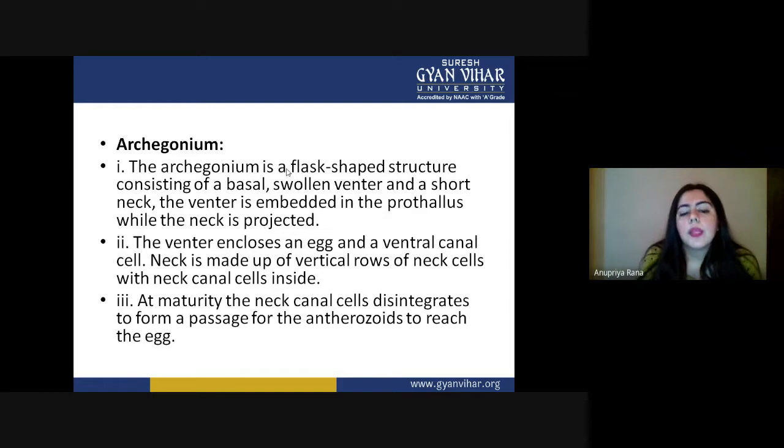Archegonium, the female part. The archegonium is a flask-shaped structure, not a globular structure. It consists of a basal, swollen venter, and a short neck. So they have these three parts: the basal bottom part, the swollen venter in the middle, and a short neck at the top. The venter is embedded in the prothallus while the neck is projected.